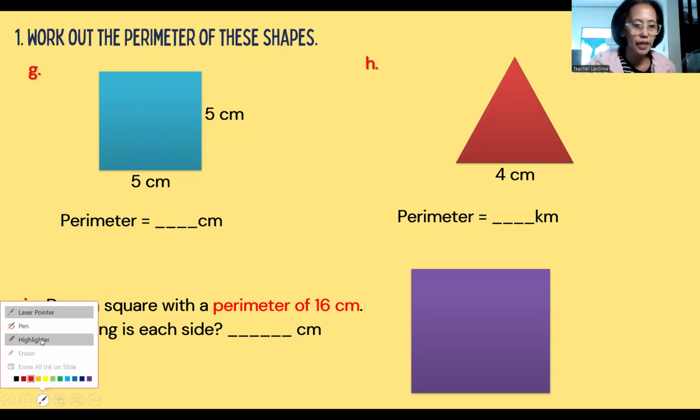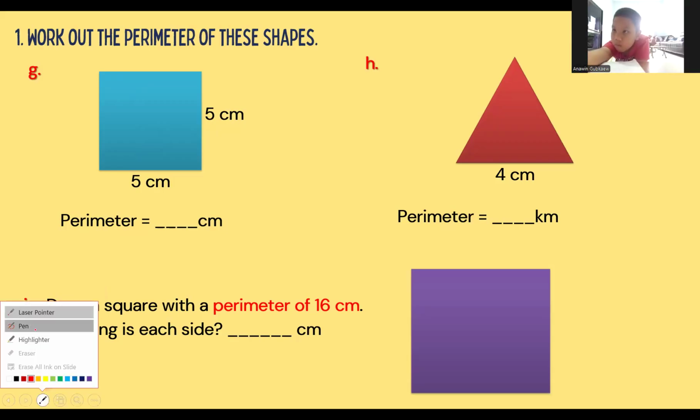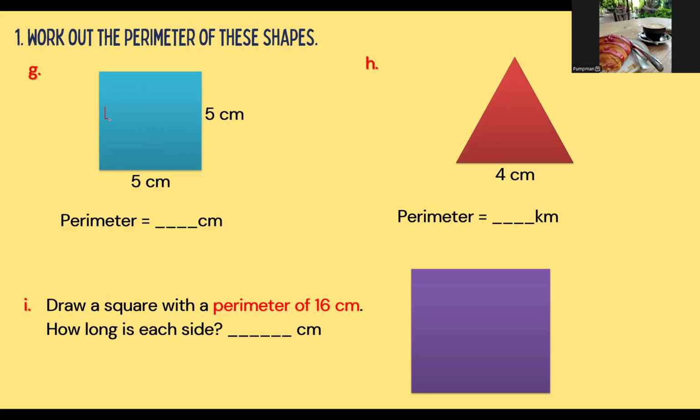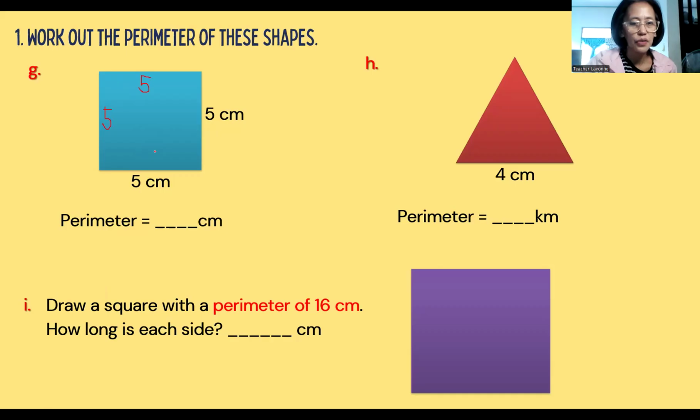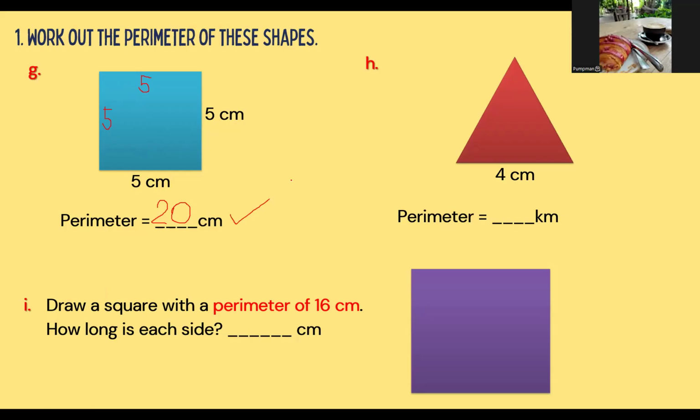Okay, the answer is, what is here? Yes. This is 5 and this is also 5. So the answer is 5 plus 5 plus 5 plus 5, or 4 times 5. The answer is 20 cm. Very good. Okay, I'll collect the last one.